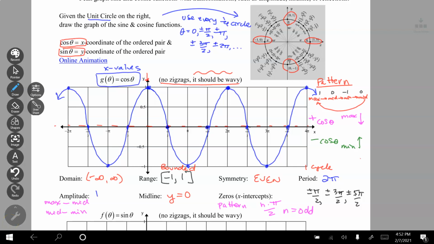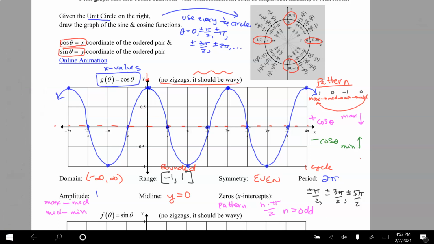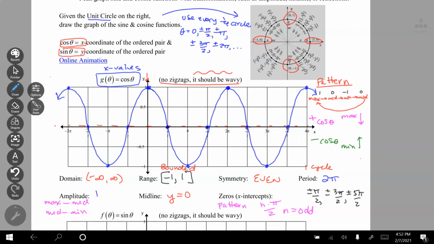So we're going to be using these parent graphs. This is another parent graph, and we're going to do the sine. These are parent graphs that we did in Unit 3A. We should know parent graphs, and then we could make transformations to them. We're going to do a couple of transformations today, the easy ones, but we need to know these graphs. So please know this pattern for cosine.